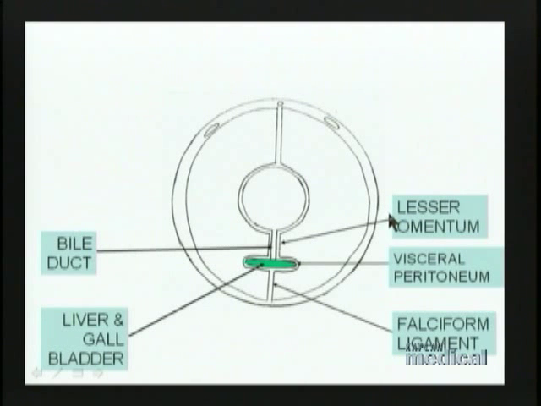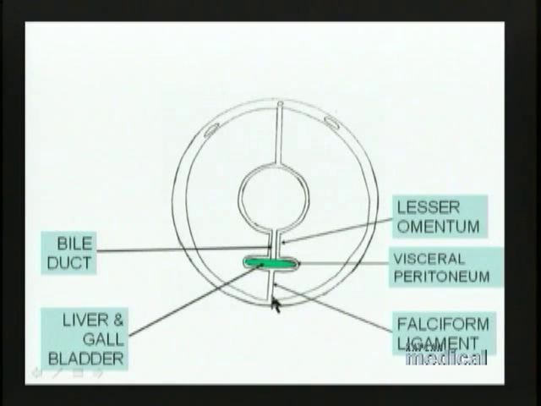That tube will be called the lesser omentum. That's the lesser omentum. So now we have three adult structures derived from ventral mesentery. We have the lesser omentum derived from ventral mesentery. We have the visceral peritoneum of the liver derived from ventral mesentery. And we have the falciform ligament derived from ventral mesentery.